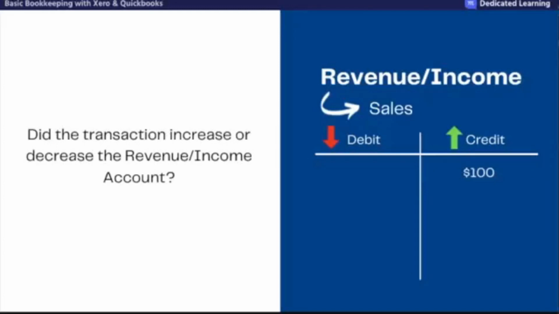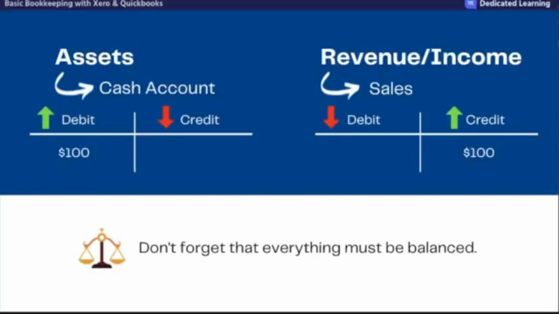Now for revenue, again, the question is, did it increase or decrease the revenue or income account? It also increased it, right? We earned something. We didn't lose anything. We earned something from that $100. So that can be put under credits, under the sales account. Don't forget that everything must be balanced. And just like that, there we go, friends. We've processed recording a transaction via the double entry system. And as you can see here, it's balanced. We've logged a $100 debit on one account, which means we've also logged a $100 credit on another account.